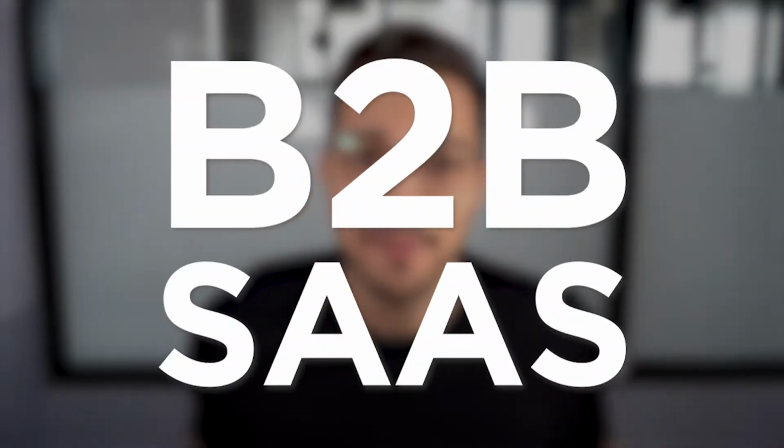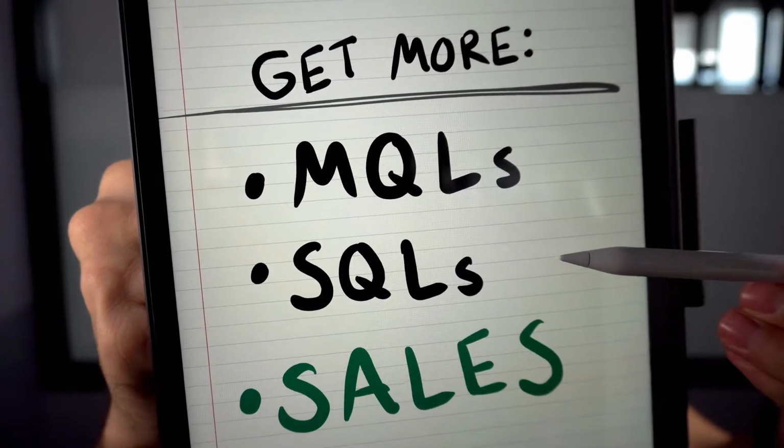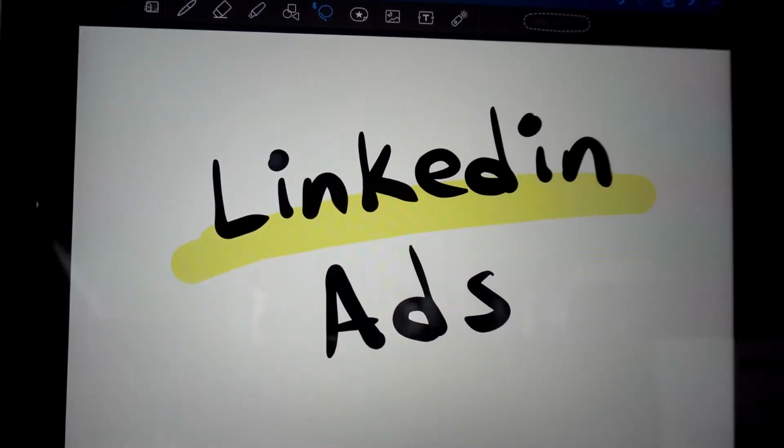If you work in B2B software, here's exactly how you get more marketing qualified leads, more sales qualified leads, and more sales. The top 3 platforms we use for our clients are Google Ads, LinkedIn Ads, and last but not least, cold email. The big difference, of course, is how you leverage these 3 platforms.